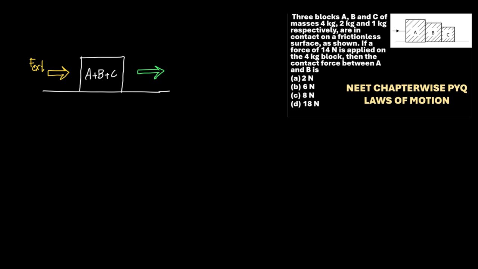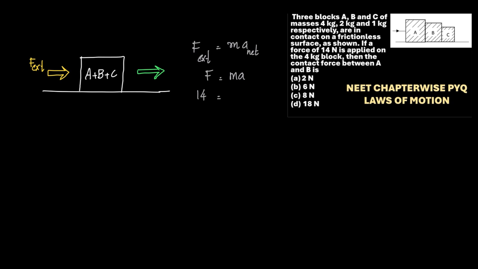So if we have to write Newton's laws of motion here, what do we write? We can write that F external would be equal to mass into net acceleration, or in an easier way, F is equal to ma. And what is F? It is given as 14 Newton. So it is 14 Newton.